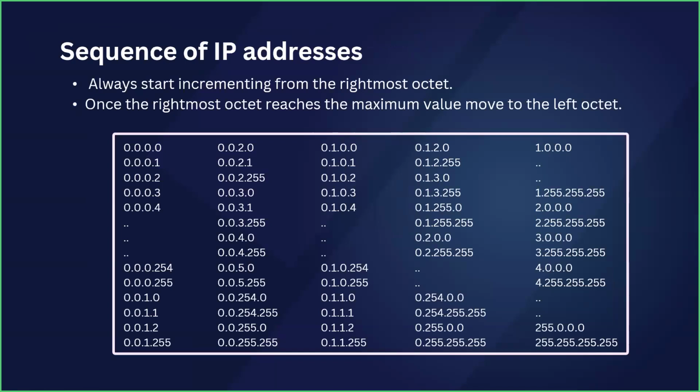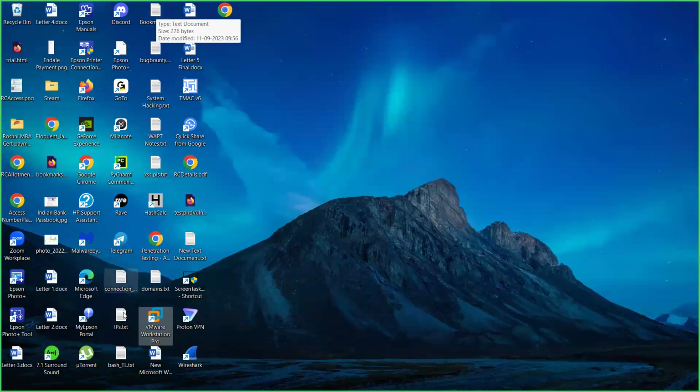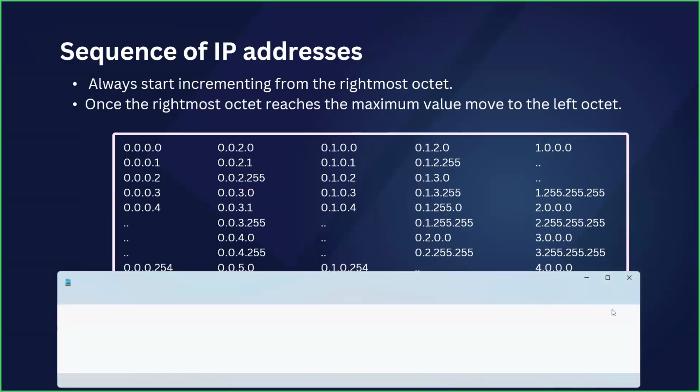So we know what's the first IP, we know what's the last IP. Let's talk about the sequence in between. How do the IPs progress one after the other? There are two simple rules to this, guys. To explain this in a more elaborate way, let me open up a notepad file here.